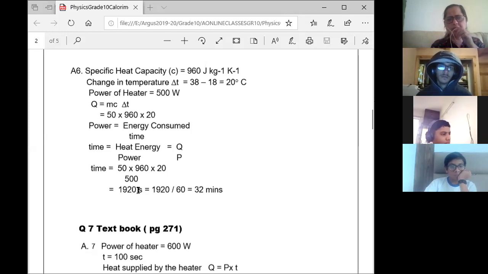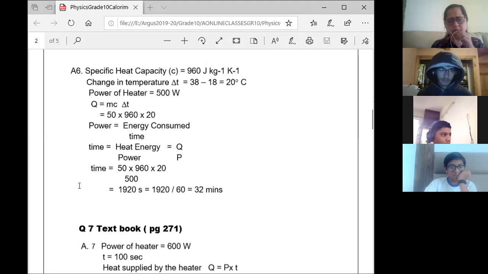How do I calculate the heat energy? Heat energy is given by mc delta T. I have all the things with me, so first I calculate Q. Once I calculate Q, I use it in the formula: power is equal to Q upon time. So if I want time, time is equal to heat energy divided by power, Q divided by P.